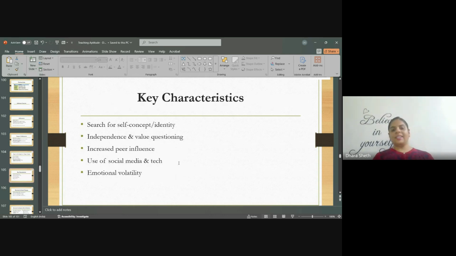What are the key characteristics? They search for self-concept, or their own identity, independence and value questioning. Whatever values are taught to them, we say honesty is the best policy, but they see that people who are dishonest are being rewarded. So they start questioning that what I was taught in my childhood based on the stories, is that actually applicable in the real world? So they start questioning that. Increased peer influence, use of social media and tech, and emotional volatility.